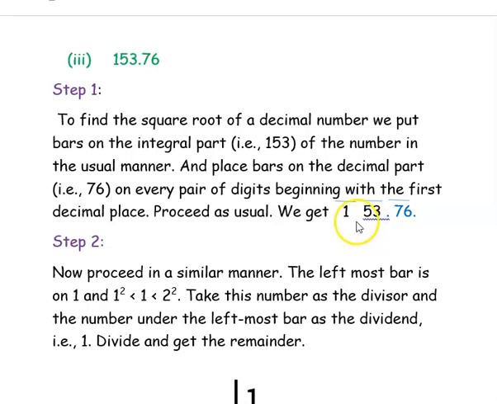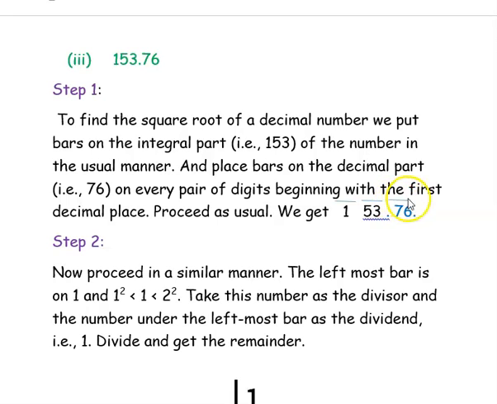So here 153 is the integral part. For placing bars on the integral part, first we have to start from the number in the ones place. Here 3 is the number in the ones place, and I have paired the next number 5 and placed a bar over this number 53. Then the next number left is 1. Here there is no number to be paired, but even though it doesn't have a pair, we have to place a bar over this number. So I have placed a bar over this 1.